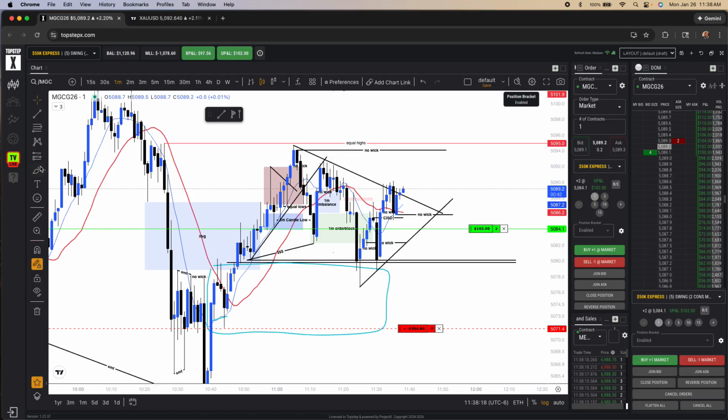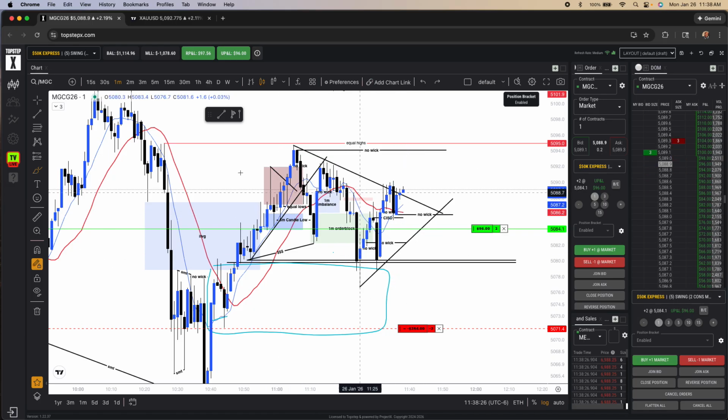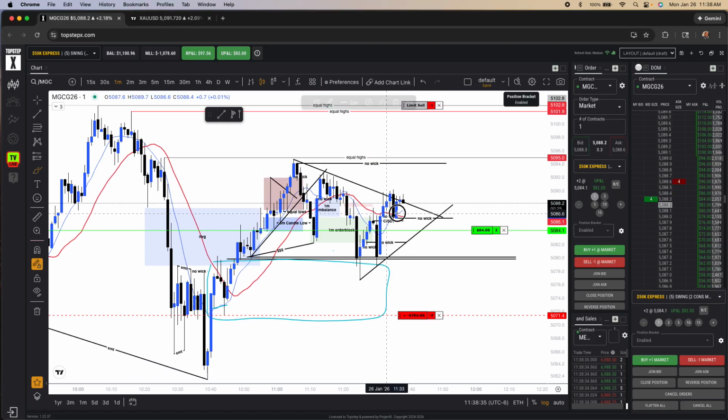But the question is now, do we go take this one first, or do we go take this one that we've kind of been gravitating towards? And that's why I said you can't just use a concept like this as a blanket statement, like, oh, no wick candle, we're going for it. Oh, no wick candle, we're going for it right now. It's just a concept you want to add to everything else that you're doing.